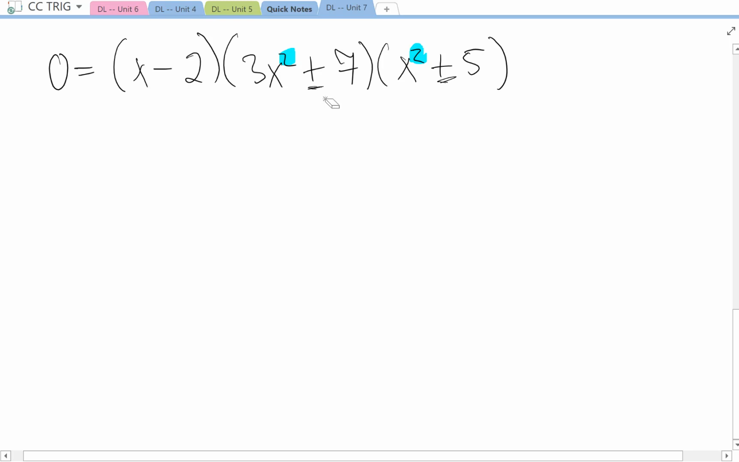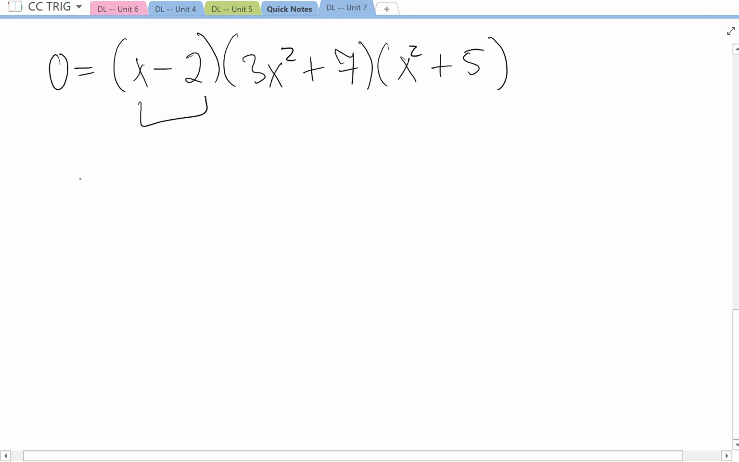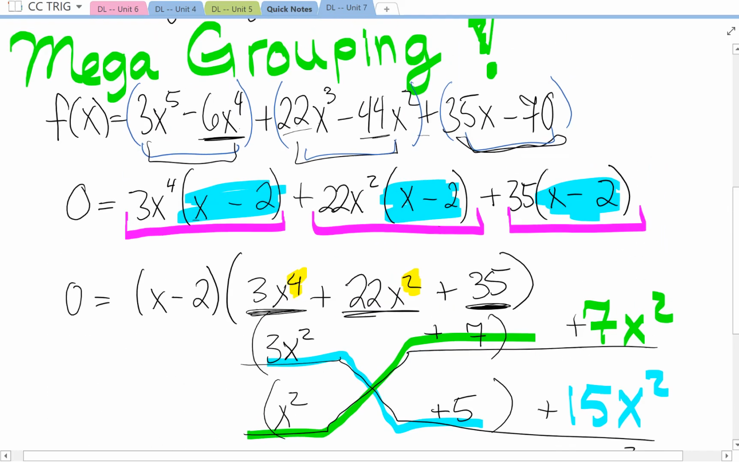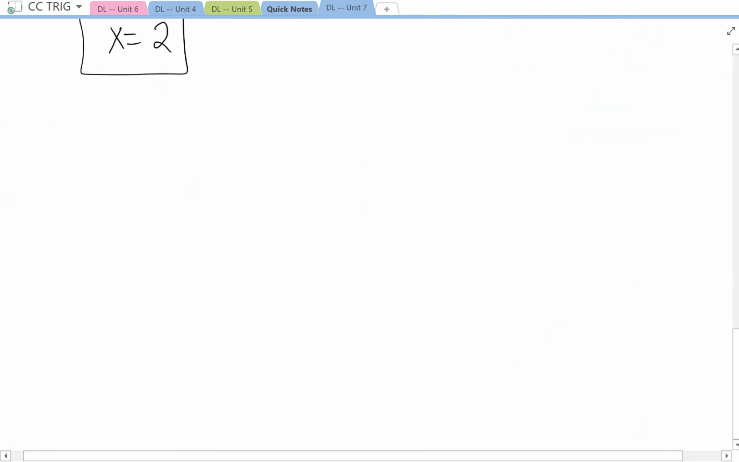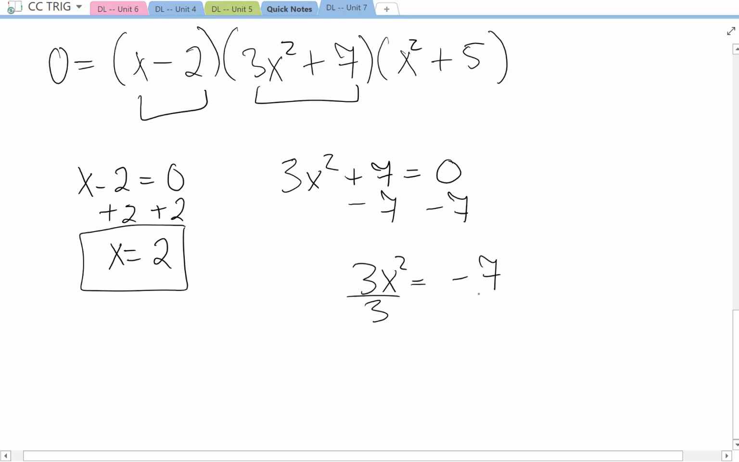So you have completely factored this, and now our job is to use the zero product property to actually solve for those zeros. Here is our first one, x equals 2. That's one answer. How many answers do I need a total of? 5. Continuing on, make this equal to 0. 3x squared plus 7 equals 0. Minus 7 on both sides. 3x squared equals negative 7, divided by 3. X squared equals negative 7 over 3.